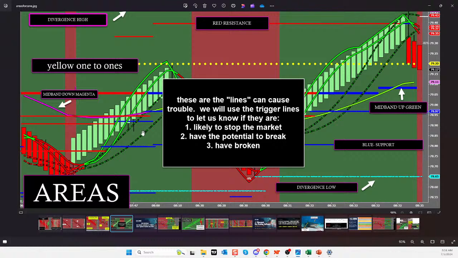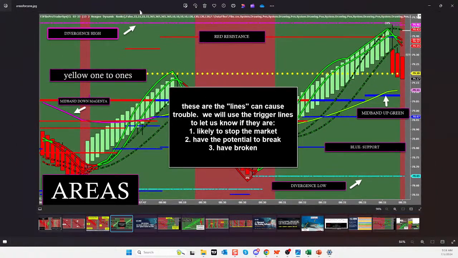So we're looking for divergence high lines, these magenta lines that come off of pivots where there's a loss of momentum. We're looking for resistance, yellow 1-to-1s. We're looking for blue Fibonacci support, divergence low lines. And all of these lines represent a point where the large crowd, where the people in charge, are going to make a decision. Sometimes the decision is going to be that they're going to stop the market cold and the other side's going to take over.